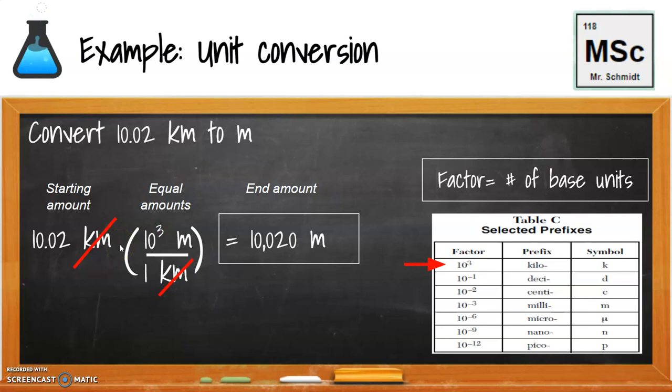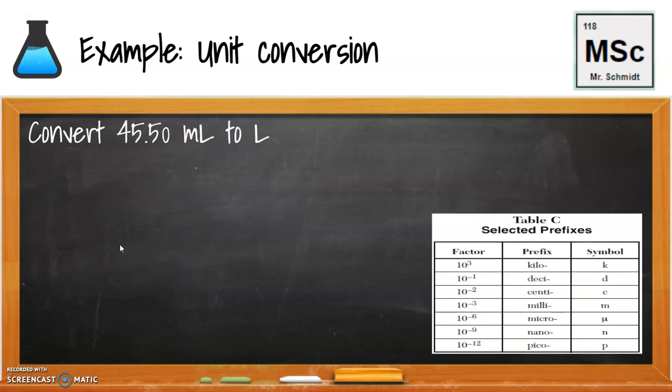Okay, another one: 45.50 milliliters to liters. Again, I'm going to start with what I know, what's given to me in the problem, 45.50 milliliters. I'm going to use my conversion factor. So I look down here, milli is 10 to the negative third.